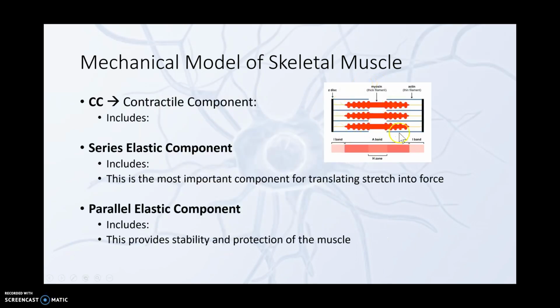So here we have the contractile component, which includes actin, myosin, Z disc to Z disc, the I bands, A band, H zone, and all that. This is considered our contractile component, and we also have a series elastic component, again, which is our tendons and cross bridges, the most important component to translating stretch to force. Parallel elastic components include the collagenous structures such as fascicular membranes.